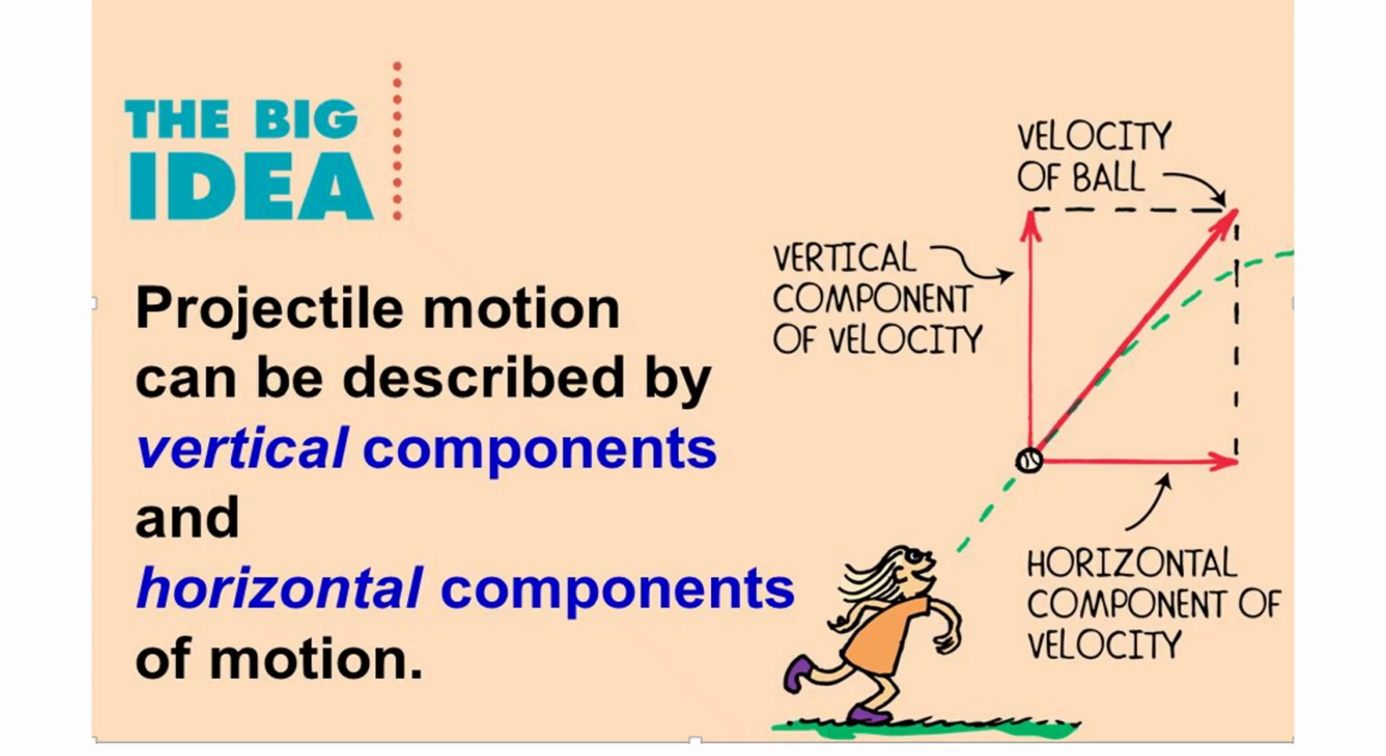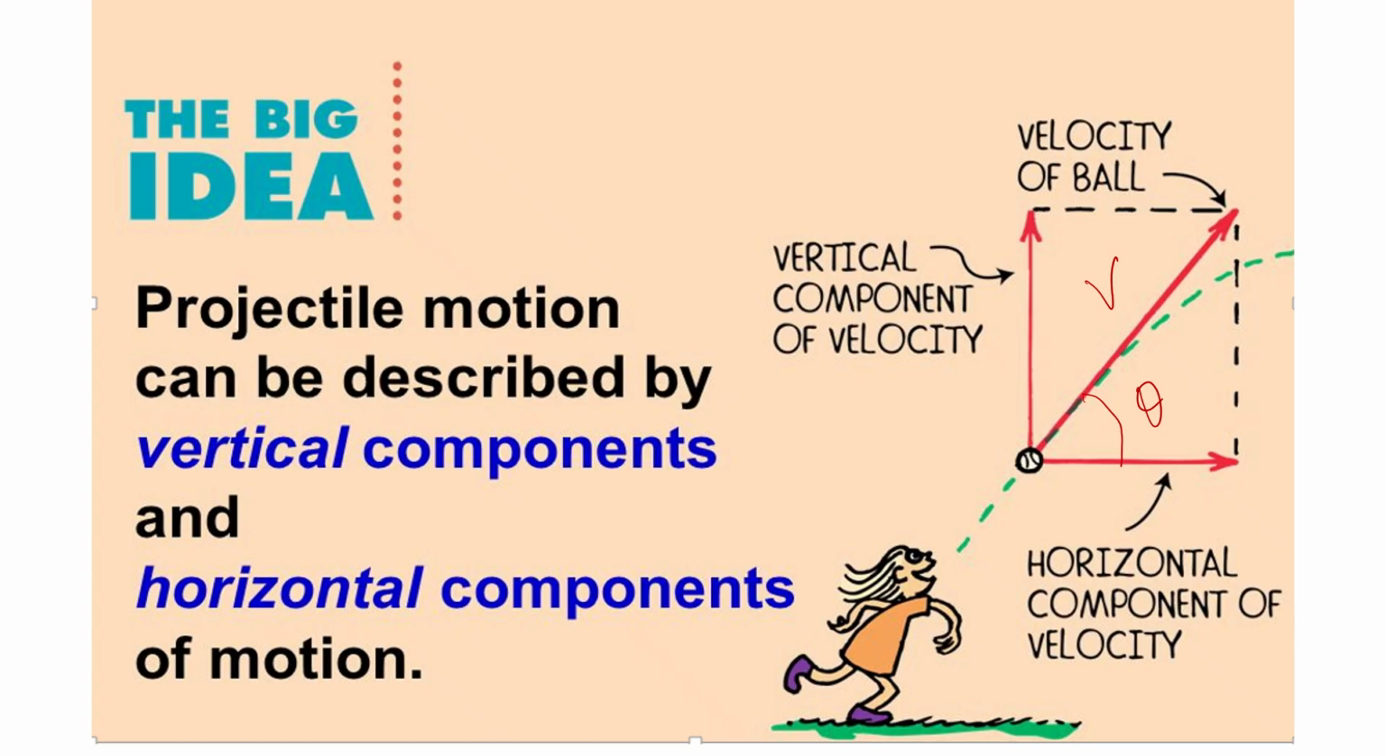So this is what I was mentioning. If you can see on the picture, we have a ball which is launched at a certain angle to the ground. So let's say that this angle is theta. All right. Now, this velocity of the ball can be resolved into two components. One is the horizontal component of the velocity and one is the vertical component of the velocity.